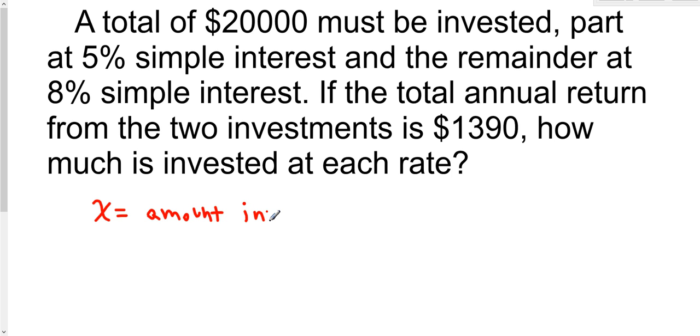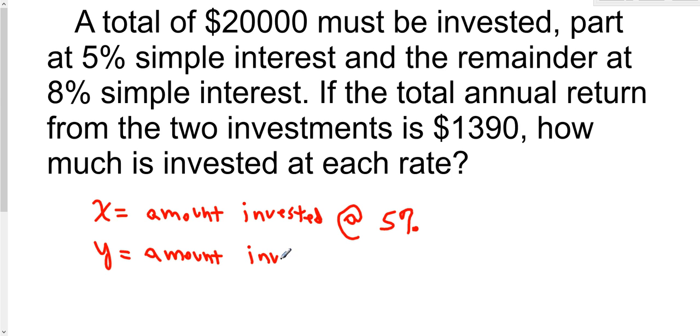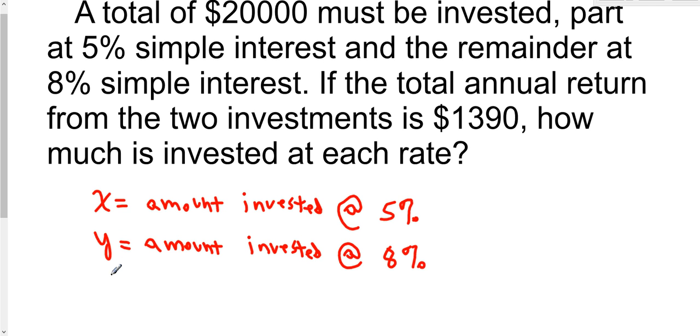X equal the amount invested at 5%, and let's let Y equal the amount invested at 8%. And then we know that 20,000 is the total amount invested.